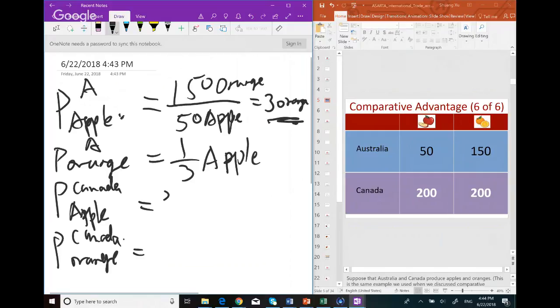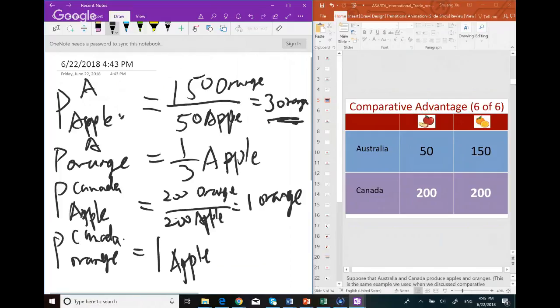For Canada, I'm going to do 200. This is apples, so oranges on top, so 200 oranges over 200 apples. Simplified, this will be just 1 orange. All right, and then do the other for orange in the same country, Canada. Flip over. So one flipped over, just one. Okay, so just one apple. That means in Canada, to produce one orange will cost you one apple.